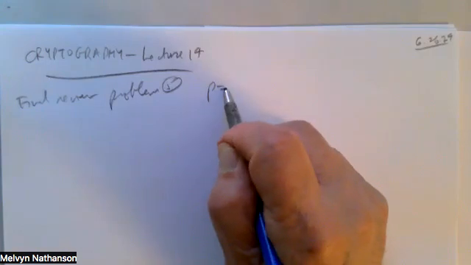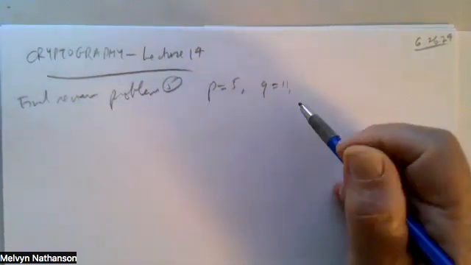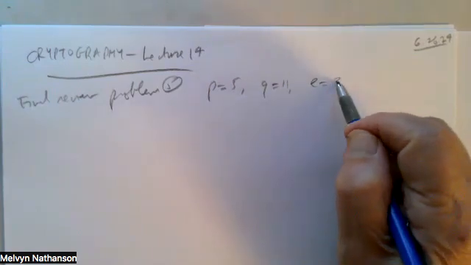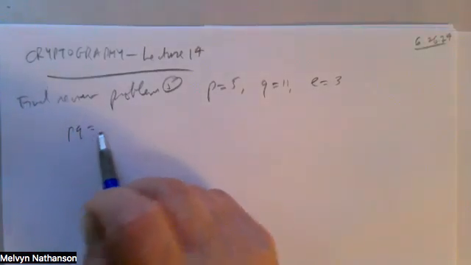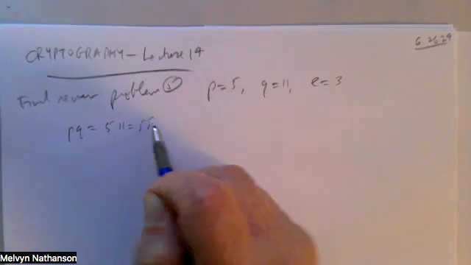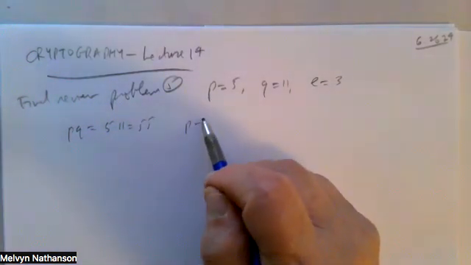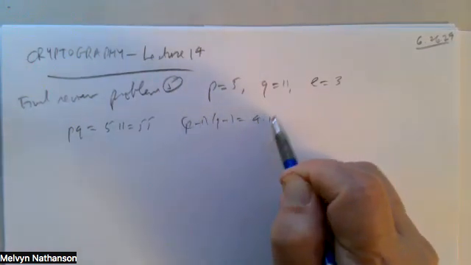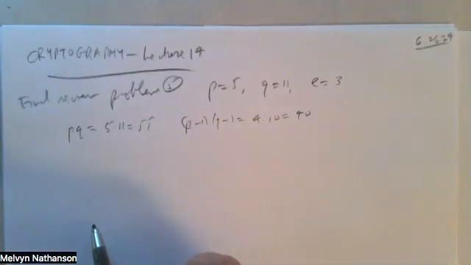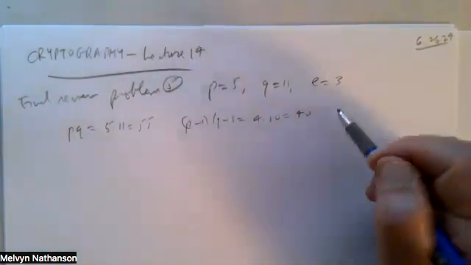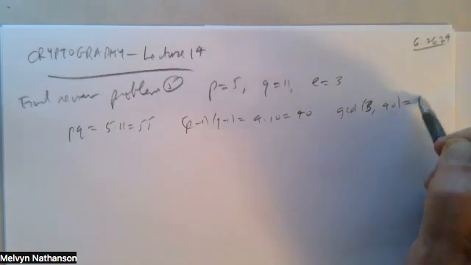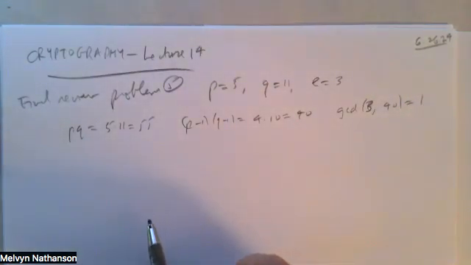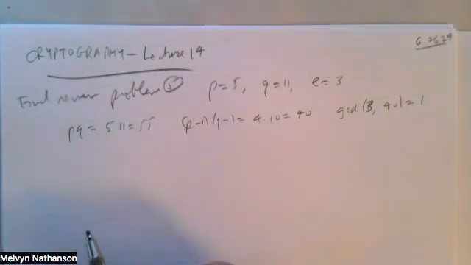So we have primes P equal to 5, Q equal to 11, and E equal to 3. So PQ is 5 times 11, or 55, and P minus 1, Q minus 1 is 4 times 10, which is 40. And the GCD of E, that is 3, and 40 is 1. There's not really anything to prove, because 40 is divisible just by the primes 2 and 5.